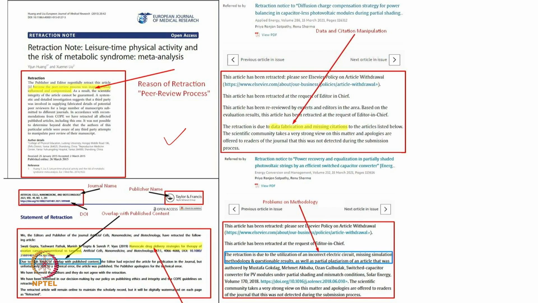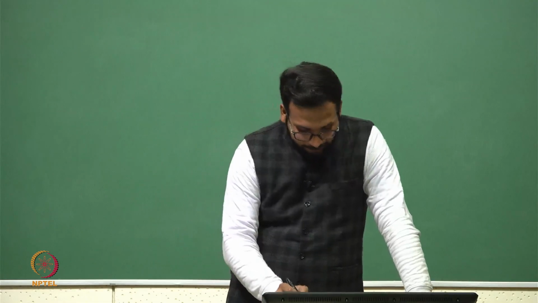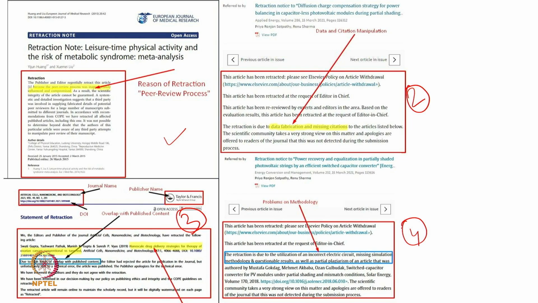The second example of retraction is due to data fabrication. Here the research paper was published, and later on it was found that data was fabricated and manipulated. That is why this particular research paper has been retracted after the publication. The third example is where, after the publication, it was found that there is a high overlap with already published content. And the fourth example is a retraction with questionable results, and there is also partial plagiarism in this article.